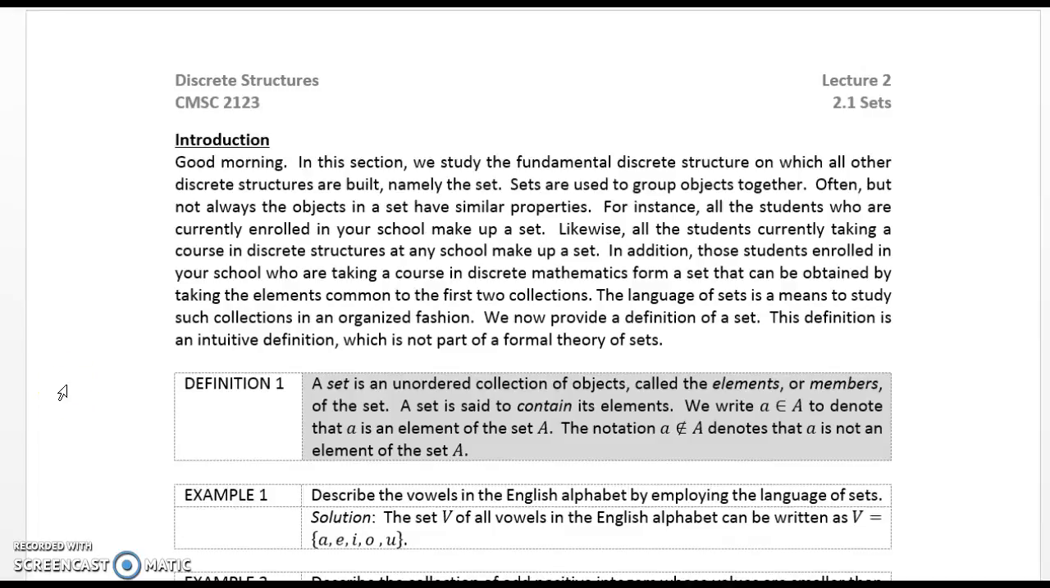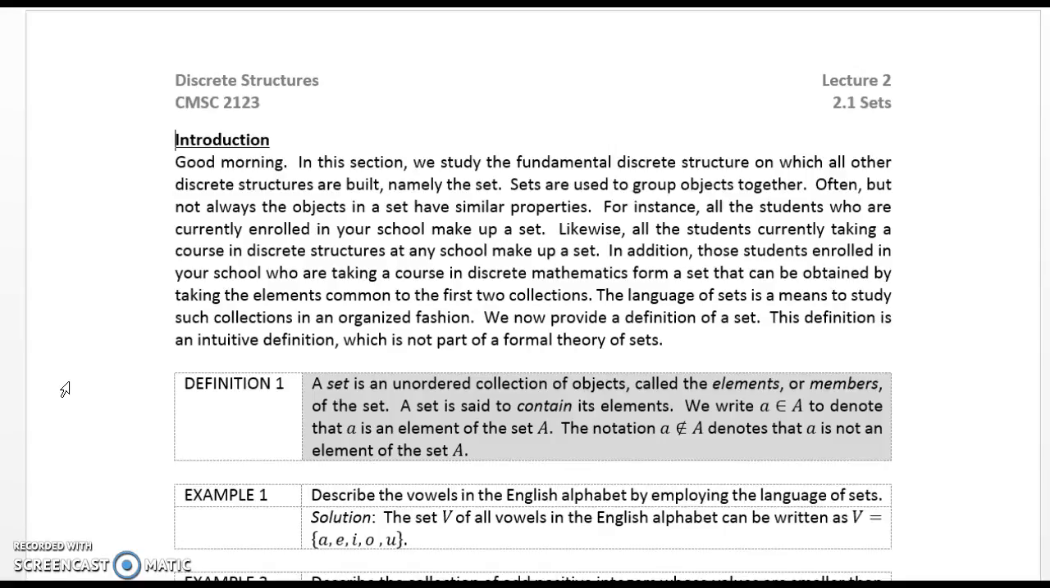Good morning. In this section, we study the fundamental discrete structure on which all other discrete structures are built, namely the set. Sets are used to group objects together. Often, but not always, the objects in a set have similar properties. For instance, all the students who are currently enrolled in your school make up a set. Likewise, all the students currently taking a course in discrete structures at any school make up a set.